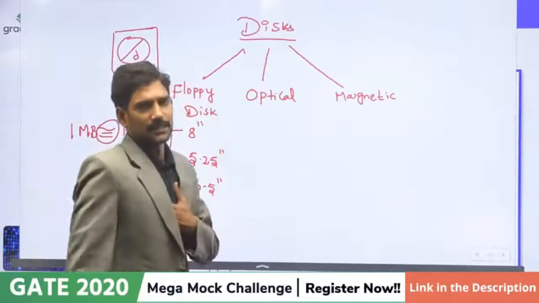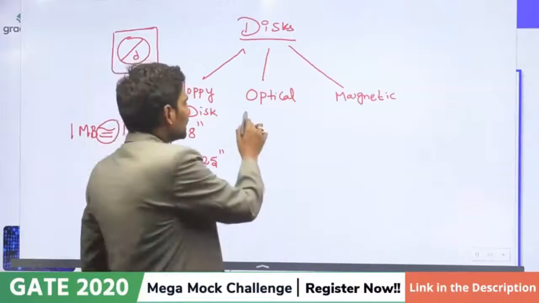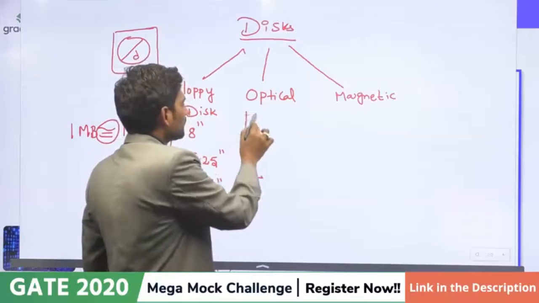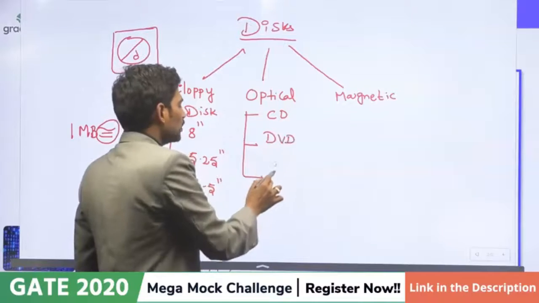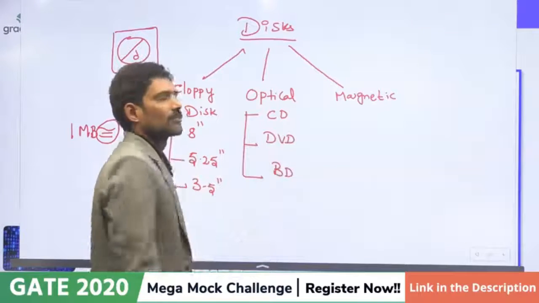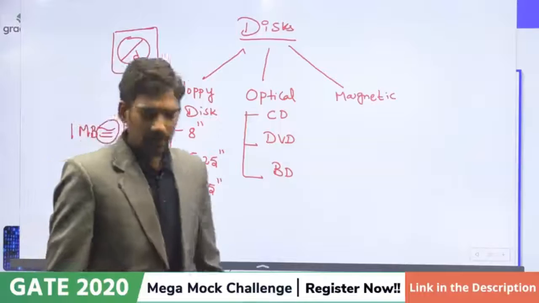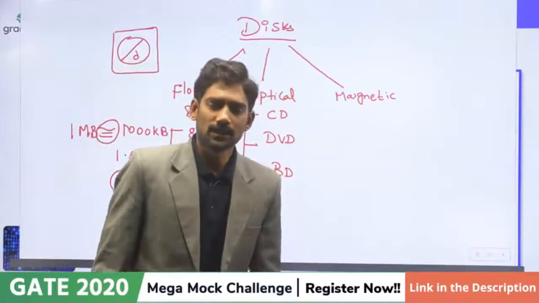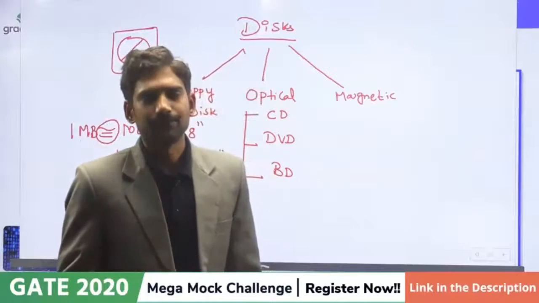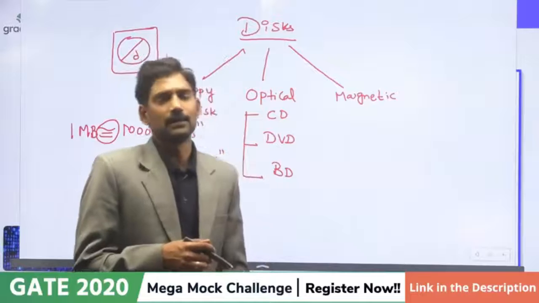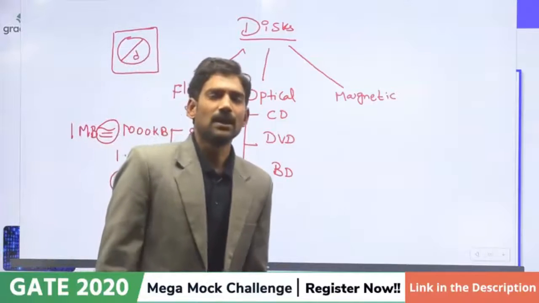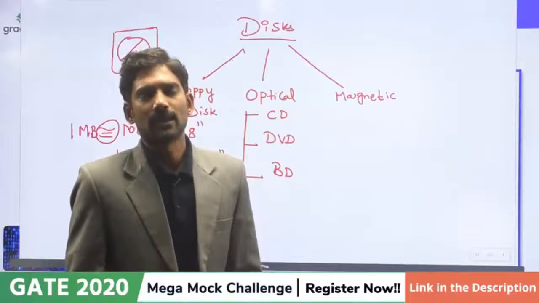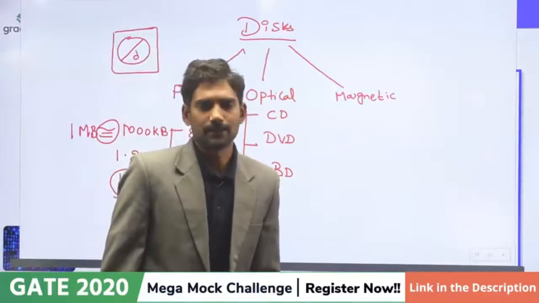And under optical disks we have CD, DVD, and Blu-ray discs. Why are these called optical? Because they work with light. The reading or writing on these CDs and DVDs happens using light waves. That's why they are called optical discs.